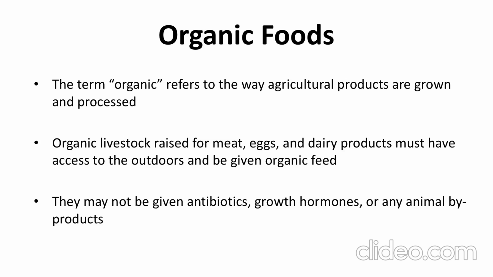While the regulations vary from country to country, in the U.S., organic crops must be grown without the use of synthetic pesticides, bioengineered genes or GMOs, petroleum-based fertilizers, and sewage sludge-based fertilizers. Organic livestock raised for meat, eggs, and dairy products must have access to the outdoors and be given organic food. They may not be given antibiotics, growth hormones, or any animal byproducts. Hence, organic foods are more nutritious and much safer, which may translate to a healthier body that is able to absorb healthy nutrients.